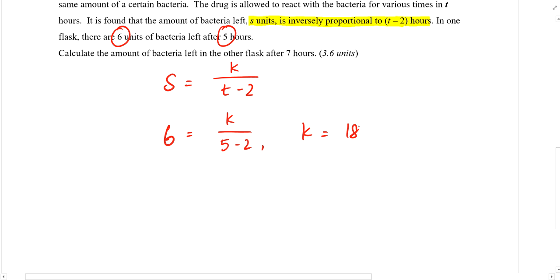Then in the other flask, we have the same value for K. S equals 18 divided by 7 minus 2, because the number of hours is now 7. So 18 divided by 5. Do you get 3.6? And that's it.